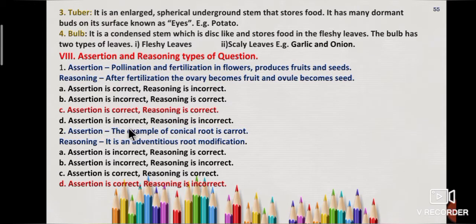So assertion, the example of conical root is carrot, is correct. Reasoning, it is an adventitious root modification, is wrong. So option D is the correct answer. Assertion is correct, reasoning is incorrect.